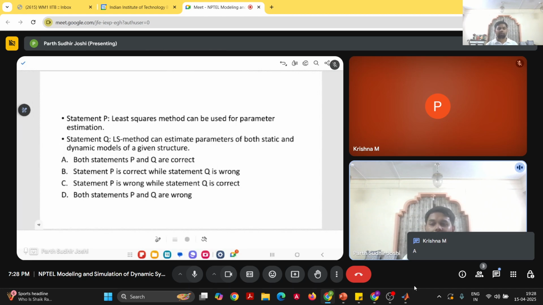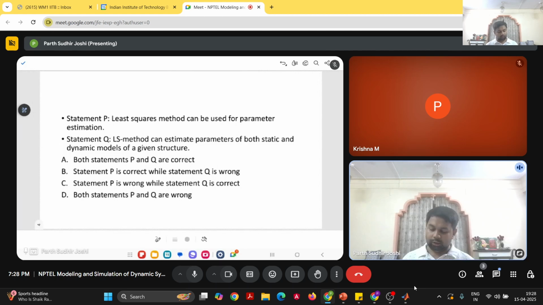Yes, you are correct. Both statements P and Q are correct. The least square method can be used for parameter estimation, which is definitely true. And the second statement is also true, that it can be used for both static and dynamic models.